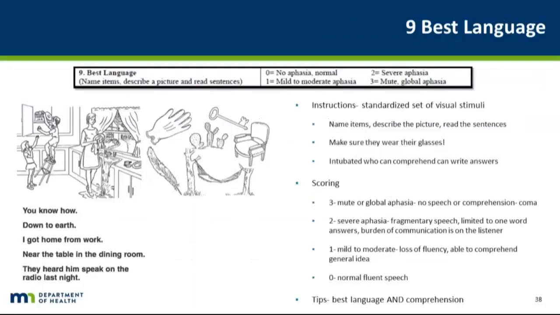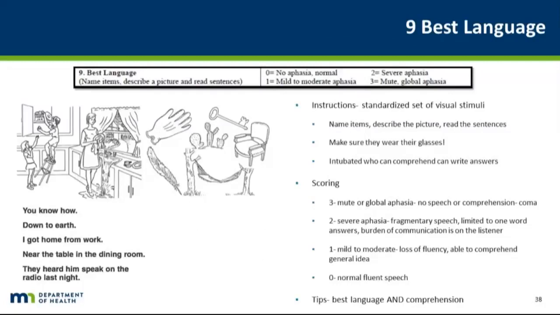The NIH Stroke Scale has a set of standardized visuals to use for this element. I'd recommend laminating these sheets and having them handy in your emergency department. You would ask the patient to name items, describe the picture, read the sentences. Please make sure that if they wear glasses and if they happen to be with them, you offer them for this part of the exam.